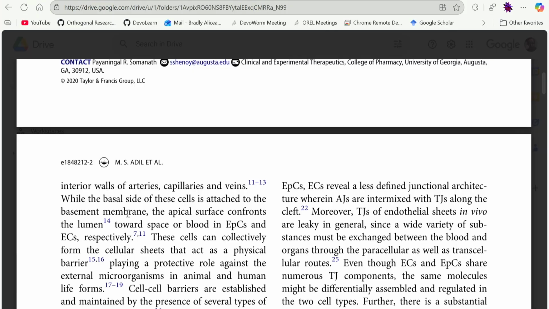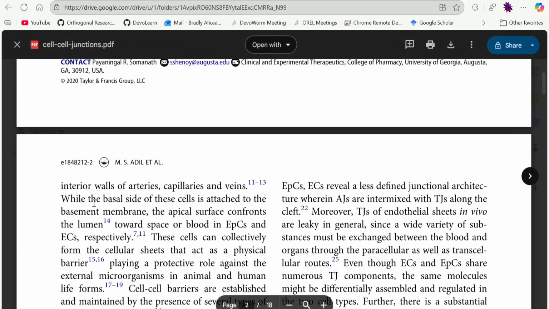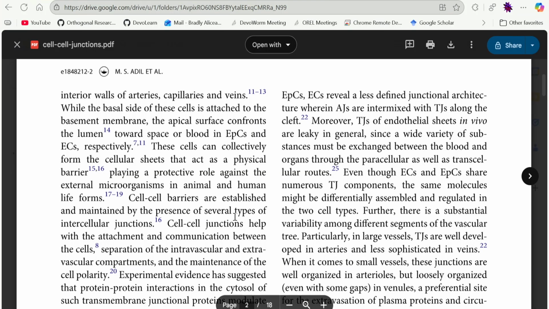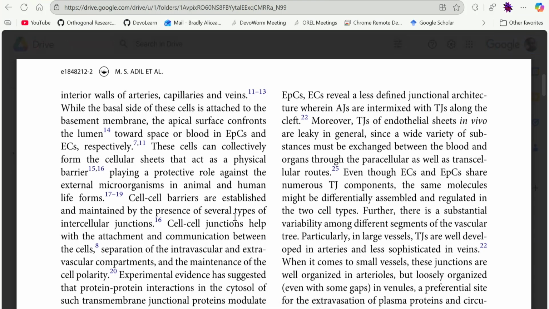These cells can collectively form the cellular sheets that act as a physical barrier, playing a protective role against the external microorganisms in animal and human life forms. Cell-cell barriers are established and maintained by the presence of several types of intercellular junctions. Cell-cell junctions themselves help with the attachment and communication between the cells. So we have our cells, and they need some sort of communication. So it's bidirectional. Yeah, that's interesting.